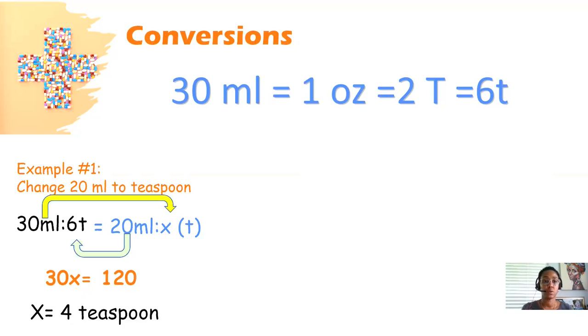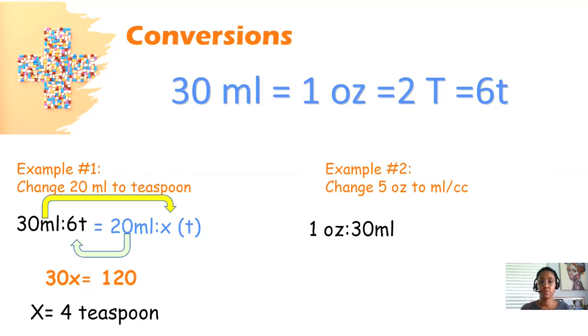Okay, let's practice one more. Here's our example. We have 5 ounces. We want to know how much that is in mLs or cc's. So we know from our formula 30 to 1 to 2 to 6, 1 ounce is 30 mLs because we're converting ounces into mLs. And then we're looking for 5 ounces. How many mLs is that? 5 is to x.